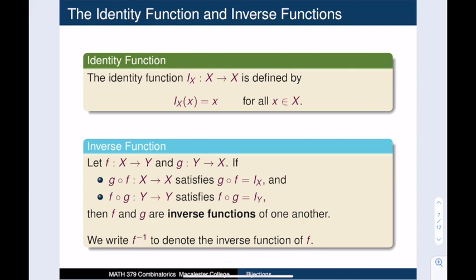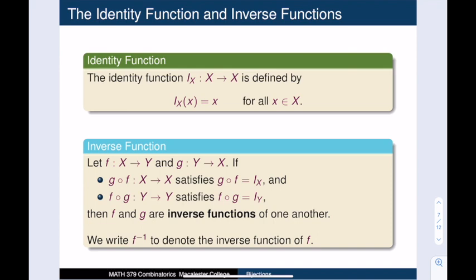But first, let's talk about identity functions and inverse functions. The identity function for a set x is the function that maps each element to itself. In many ways, this is the simplest function defined on the set x. The official definition of an inverse function builds upon identity functions. Let f and g be a pair of functions, where f goes from x to y, and g goes from y to x.